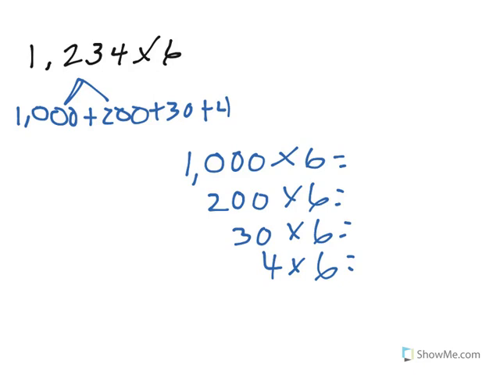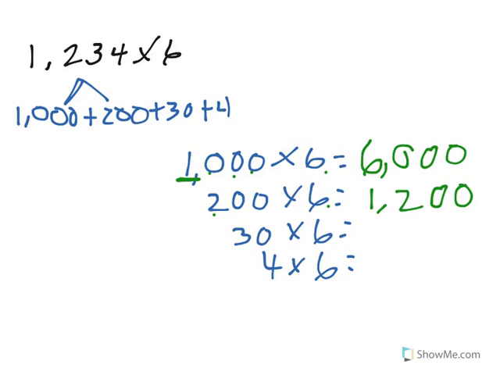We start by multiplying 6 times 1,000, but we don't need to focus on the whole 1,000. We only focus on the 1. 6 times 1 is 6. And how many zeros do I have? That's correct, I have 3 zeros. So I add 3 zeros. Gives me 6,000. Then we're going to do 6 times 200. 6 times 2 makes, that's correct, makes 12. Then we have how many zeros? We have 2 zeros, which makes 1,200.